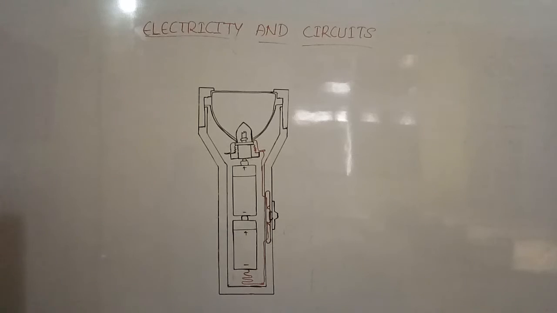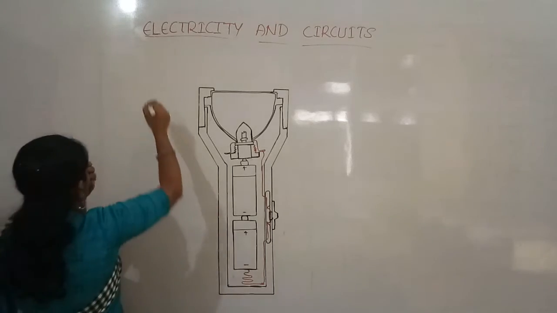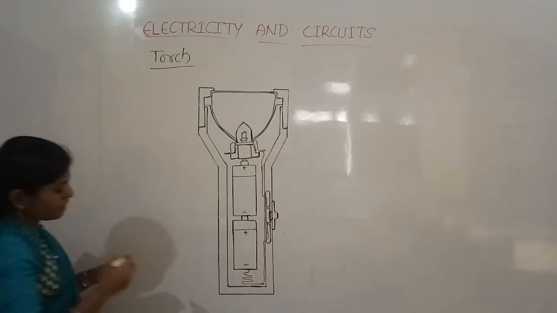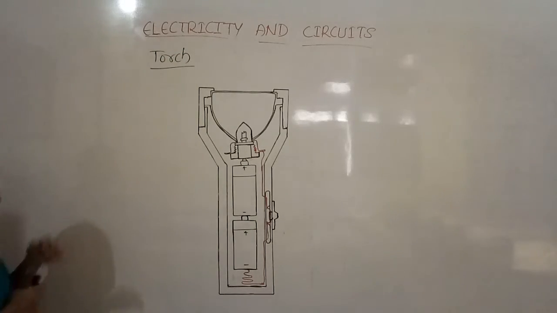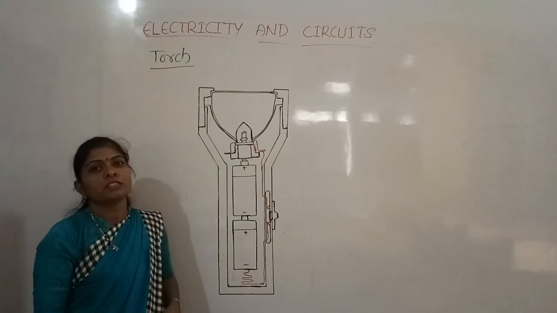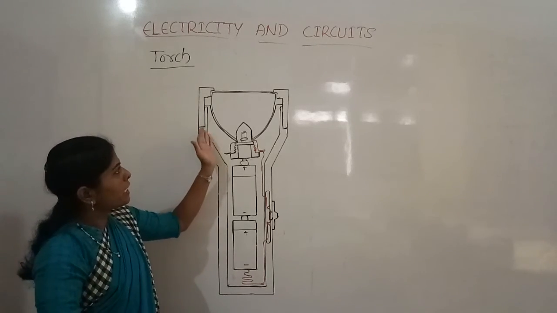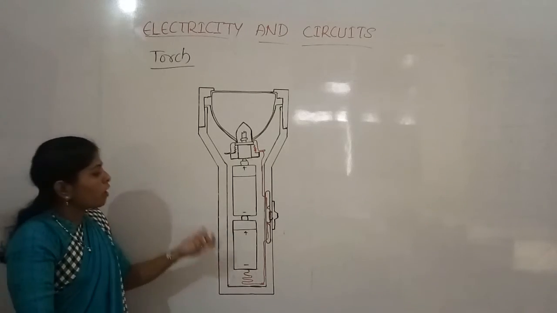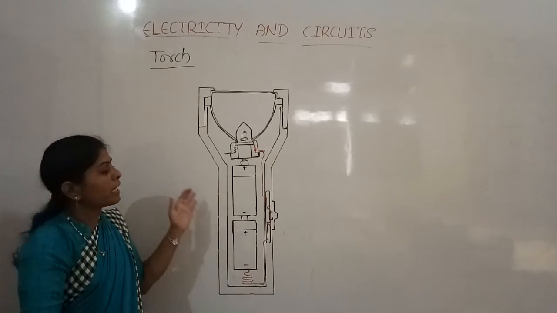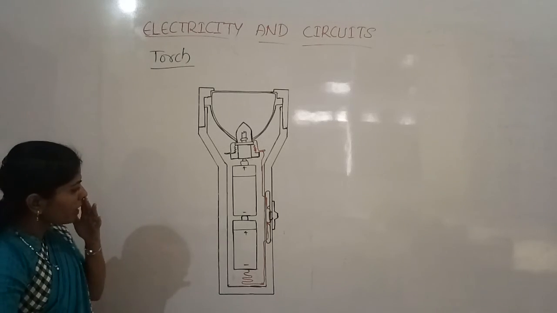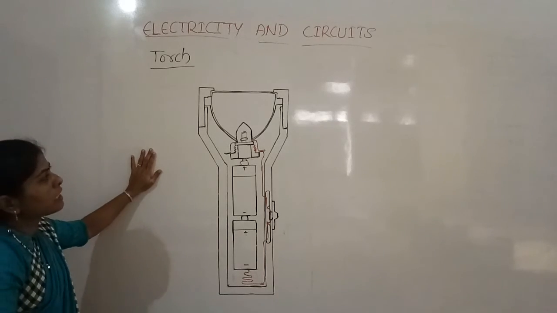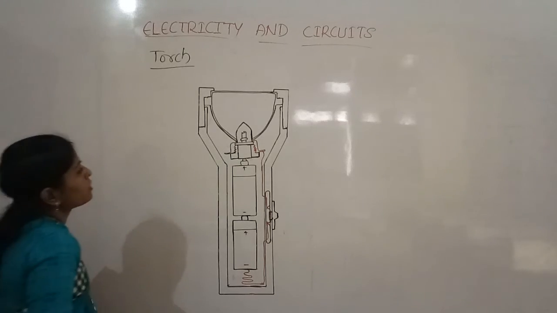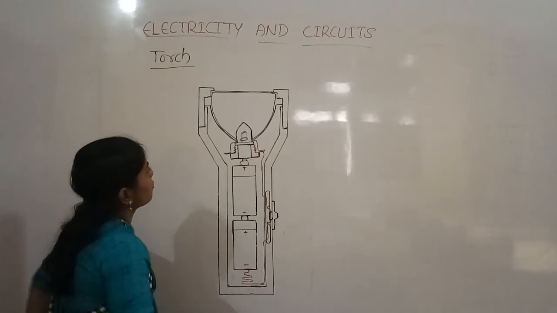So now we can discuss the torch. What you can see on the board is the inside view of a torch, how all the things are arranged, how all the connections are made. That is shown in this diagram. So here now we can discuss one by one.